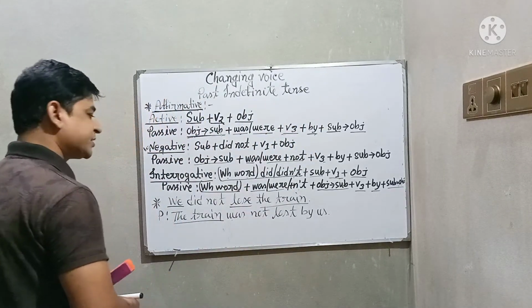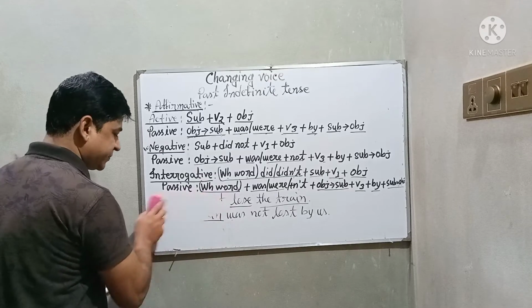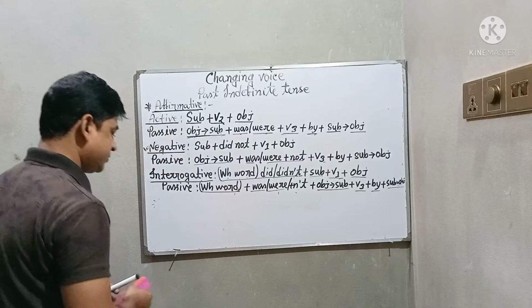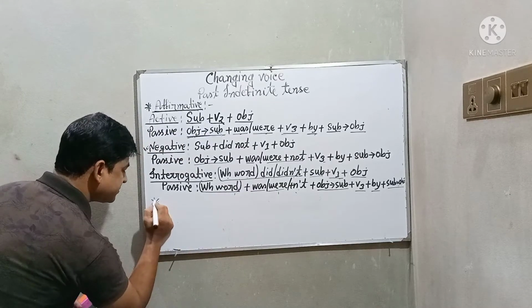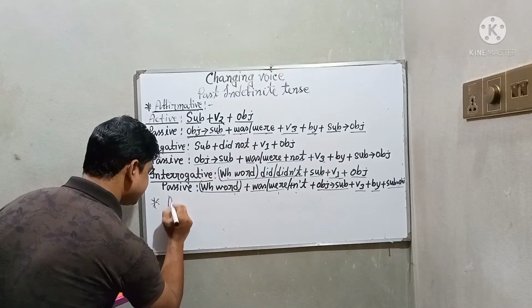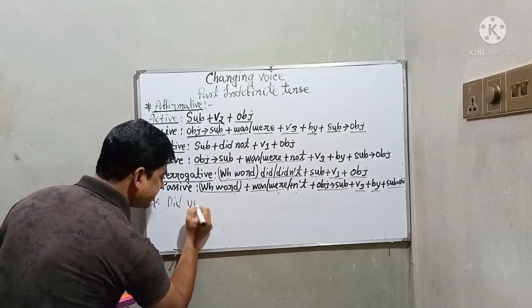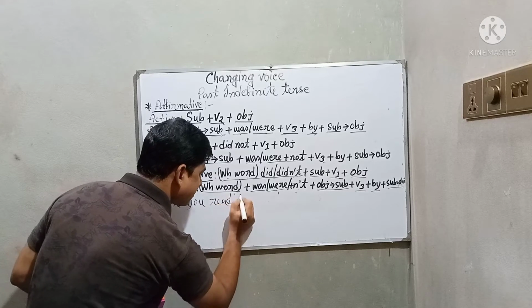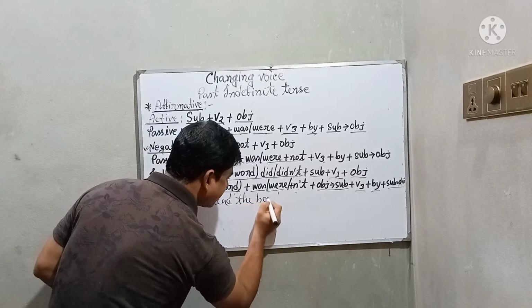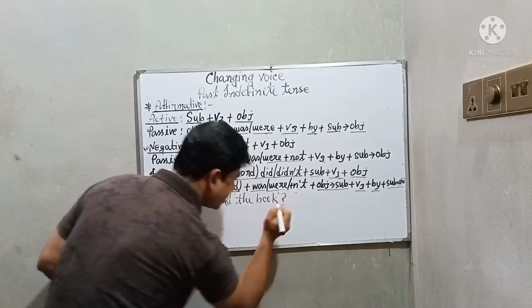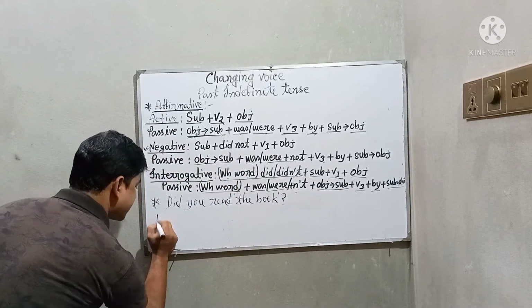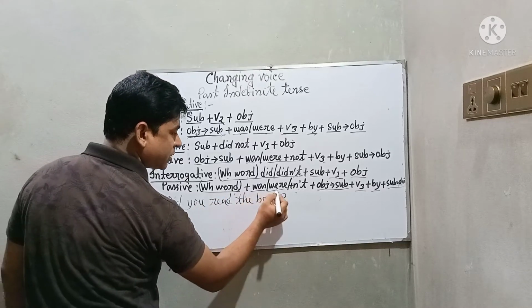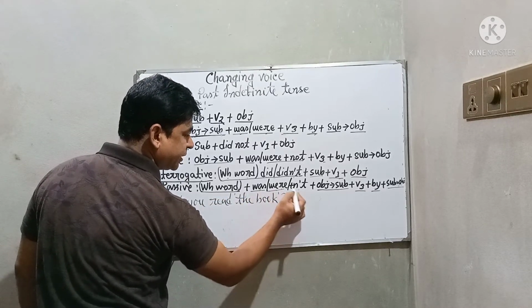Okay, now take an example to understand better. Suppose here, did you read the book? Did you read the book? Now make it passive. Okay, for the first time, use was or were, or wasn't or weren't.